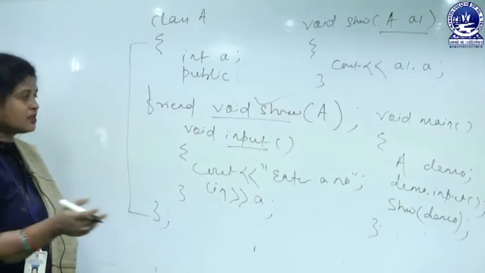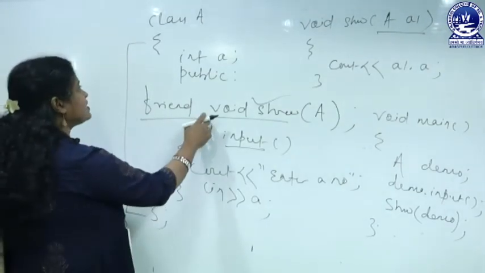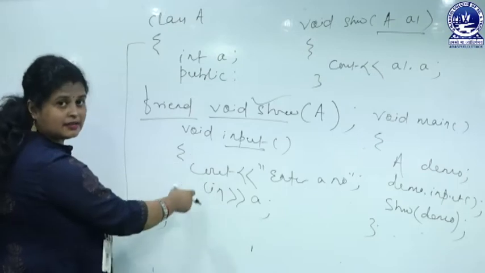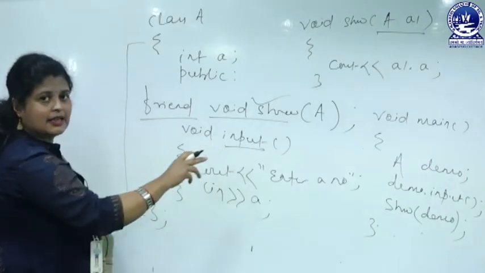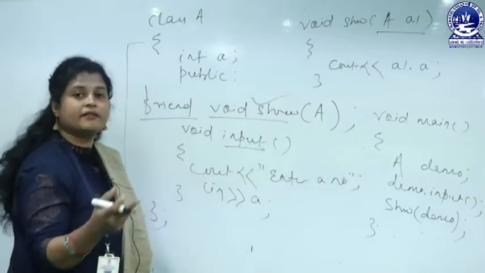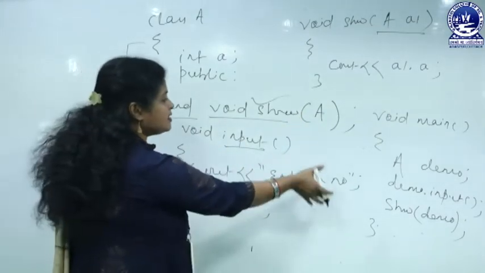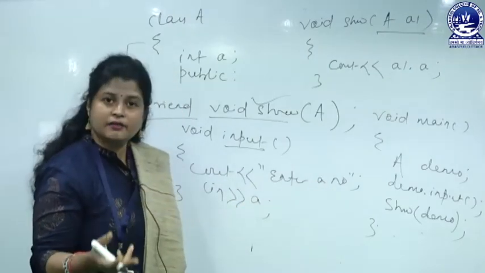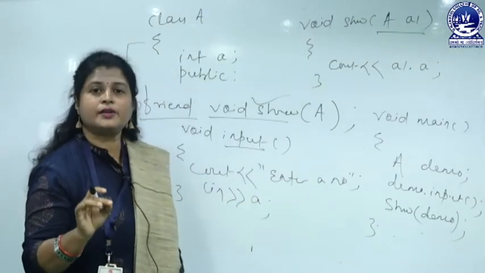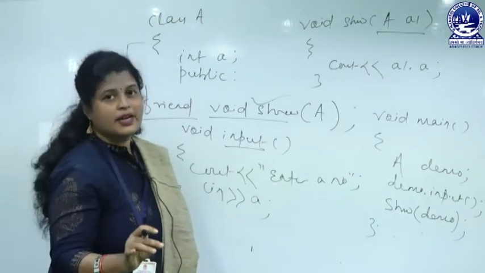Here what are the rules? The friend keyword must be used. The friend function can be placed anywhere in the class for the declaration. The definition part is outside of the class, and during definition you need not write the friend keyword. Inside the main method, when you are calling the friend function, you need not use an object reference. These are all about the friend function.